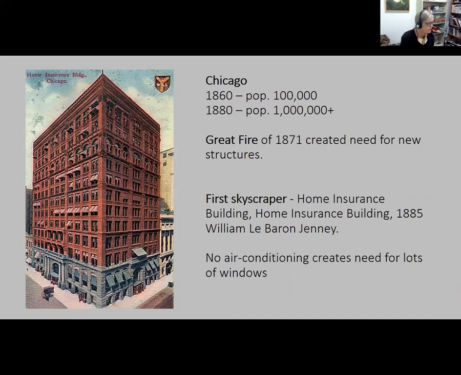So the first skyscraper ever was the Home Insurance Building in Chicago. And it was built in 1885. And the architect was a guy named William LeBaron Jenney. This building, if I remember correctly, is like 10 stories high. There was no air conditioning at the time, so they had to have lots and lots of windows.